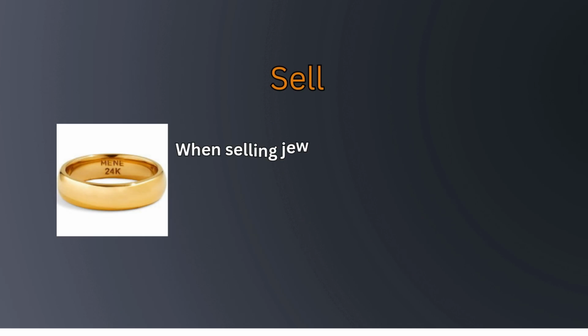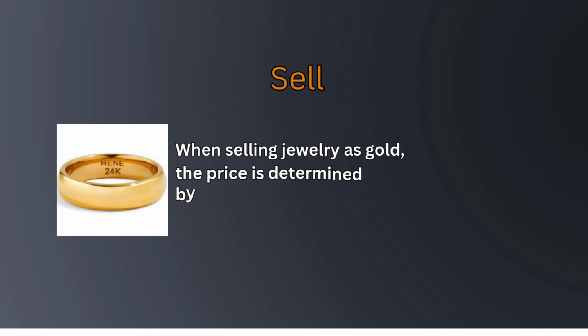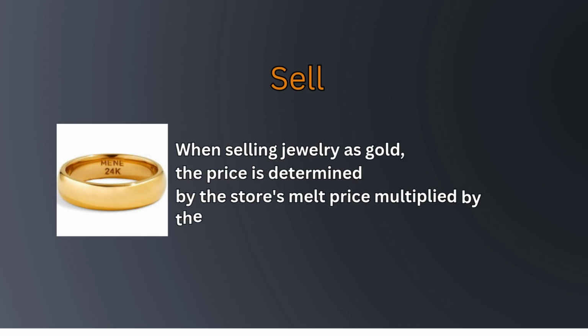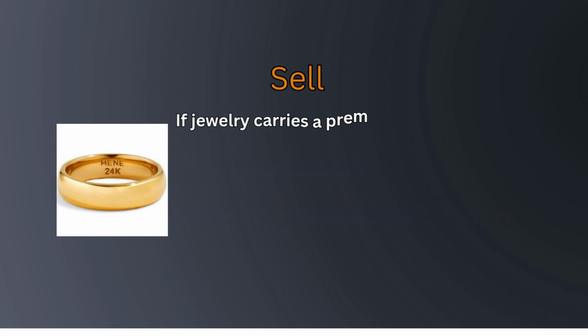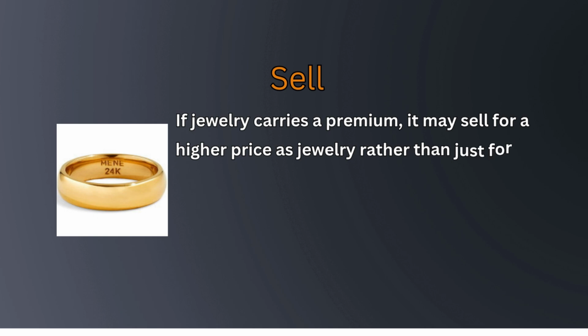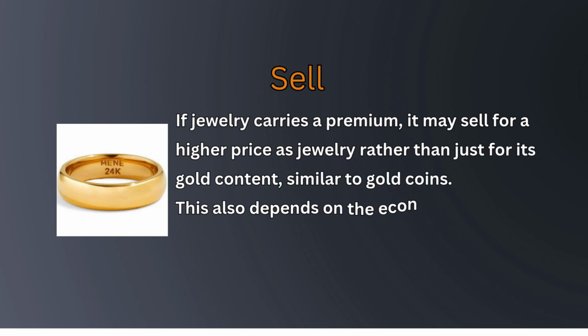When selling jewelry as gold, the price is determined by the store's melt price multiplied by the amount of gold contained in the jewelry. If jewelry carries a premium, it may sell for a higher price as jewelry rather than just for its gold content, similar to gold coins. This also depends on the economic conditions at the time.